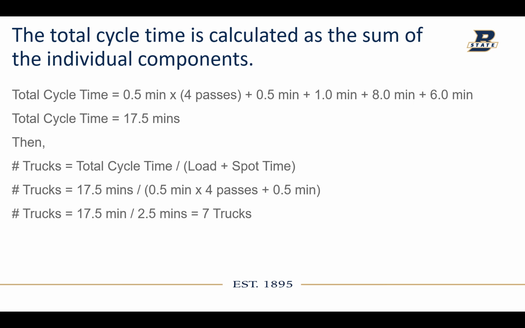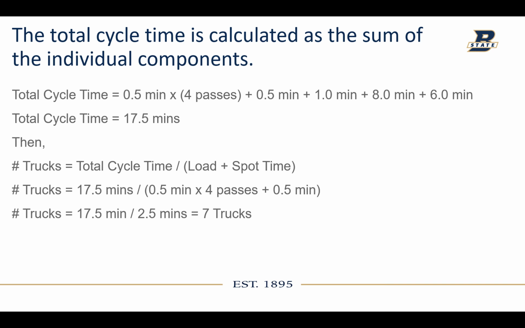And so the total cycle time is then calculated as the sum of those individual components. So we have half a minute times 4 passes, plus the half a minute, plus a minute, plus 8 minutes, plus 6 minutes. And that gives us a total cycle time for one truck to get loaded and get back of 17 and a half minutes.